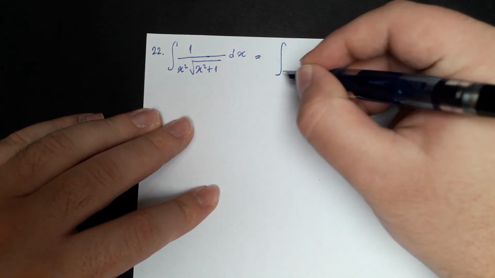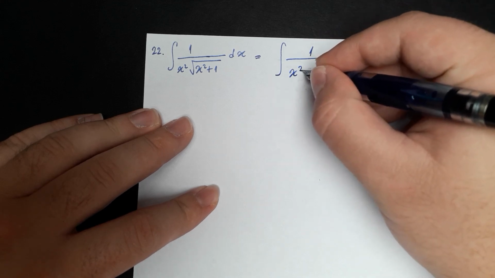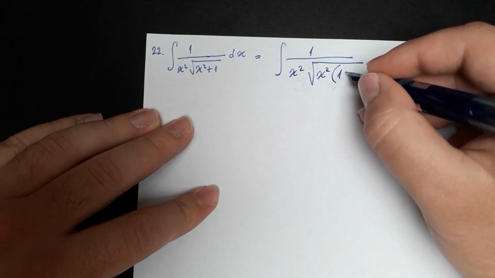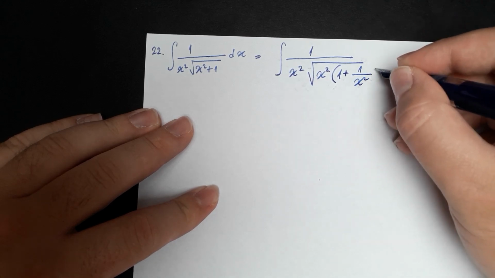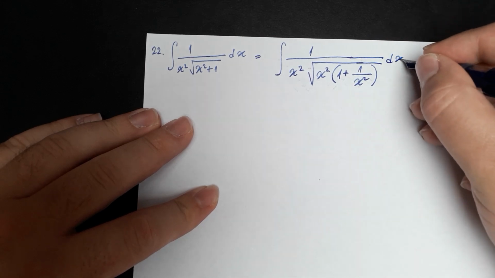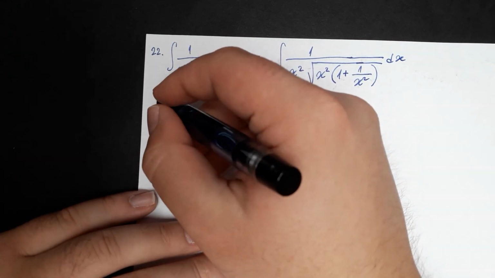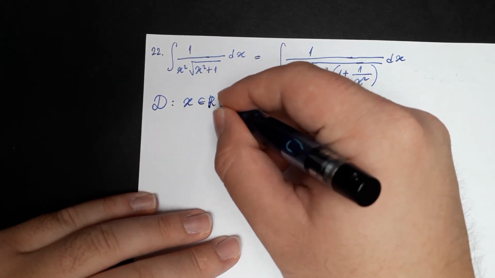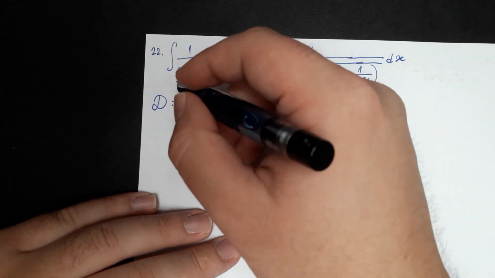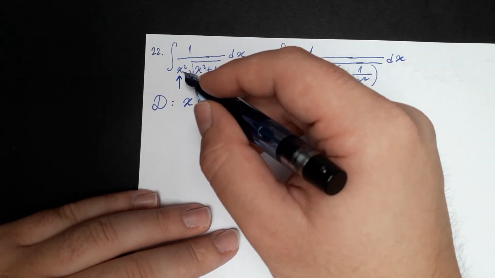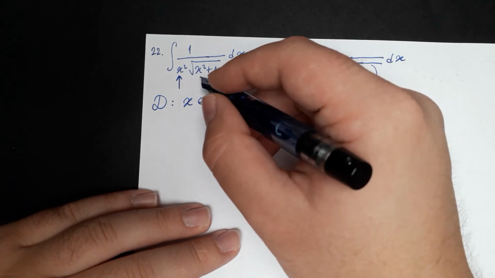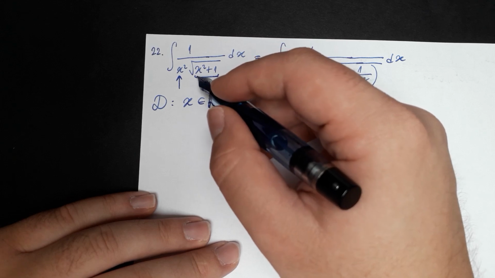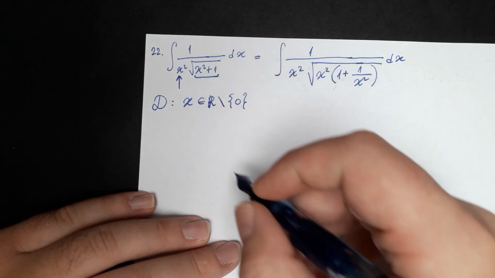So this is equal to the integral of 1 divided by x squared times the square root of x squared, where we can pull out x squared as common, and we are left with 1 plus 1 divided by x squared, dx. Now, the area in which this integral is defined is for all x which are real numbers and different from 0, because we cannot divide by 0 and we have x here in the denominator. Of course, x squared plus 1 is always larger than 0, so it doesn't make any problems with the square root or a fraction.